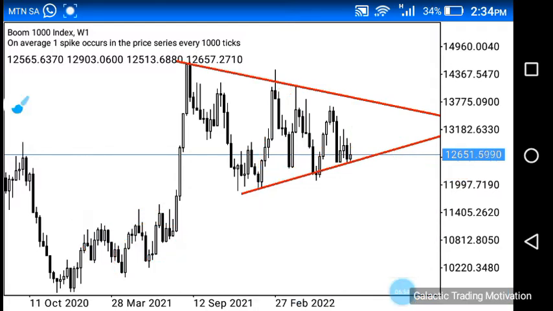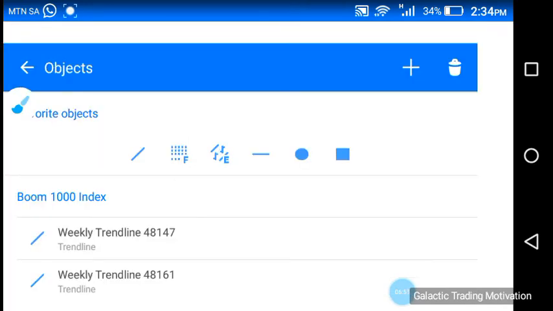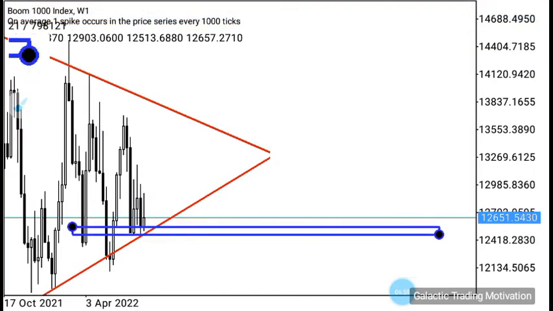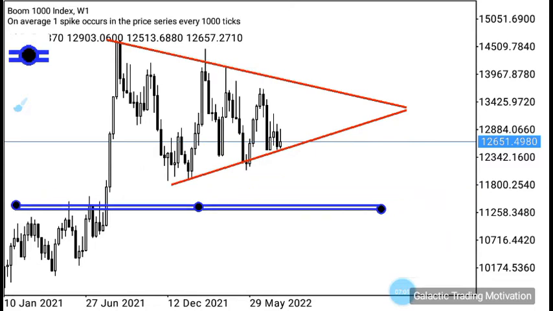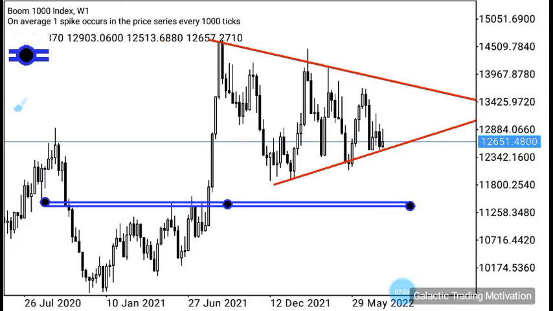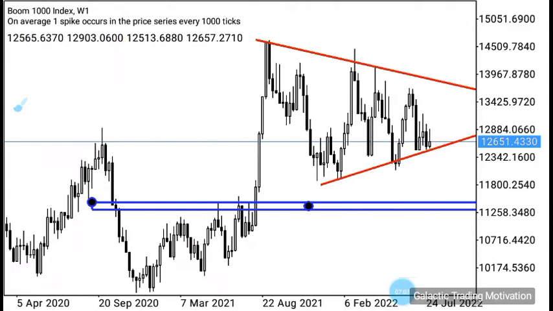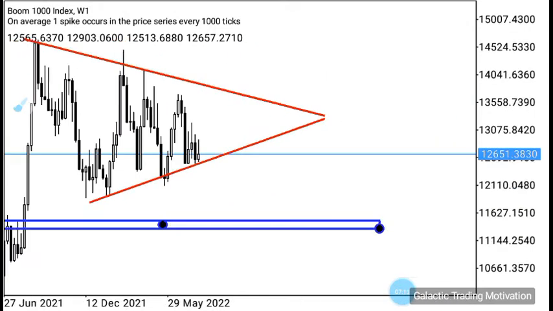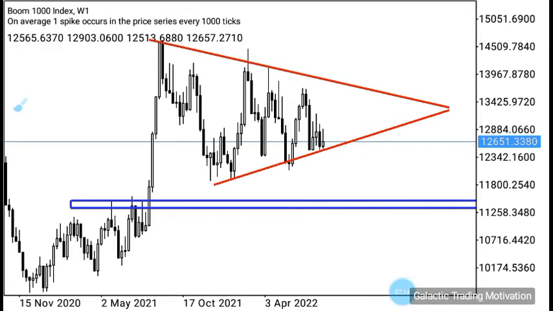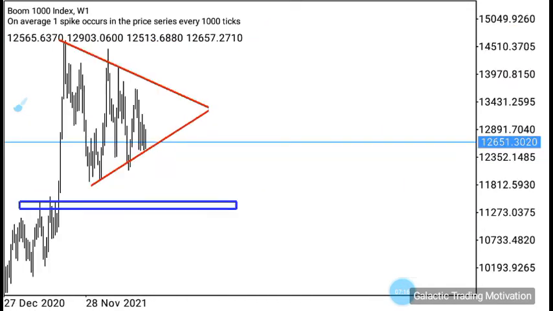But what I'm gonna do is actually add the neckline of that huge W structure, because it's a very important level. Just bear with me. Let's see. And just also bear in mind that necklines are an area and not an actual line, right? So there we go.